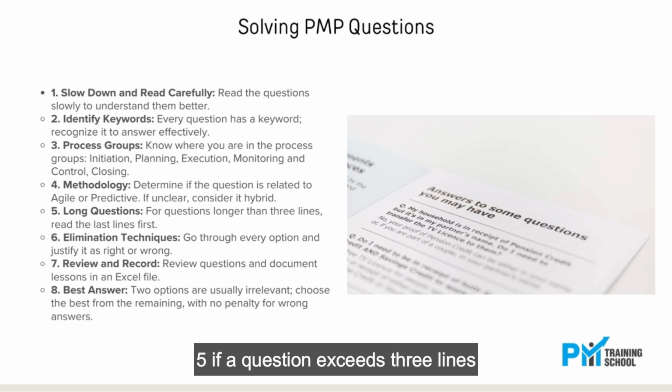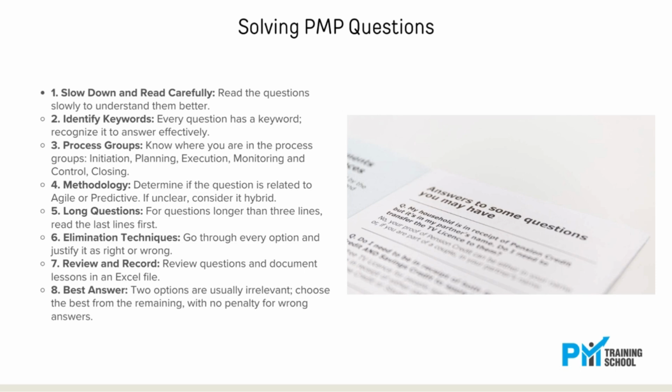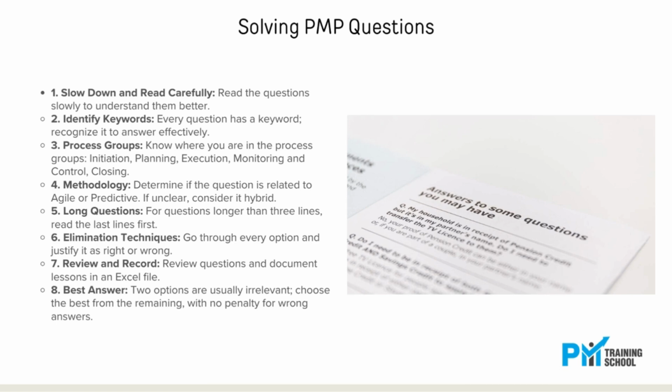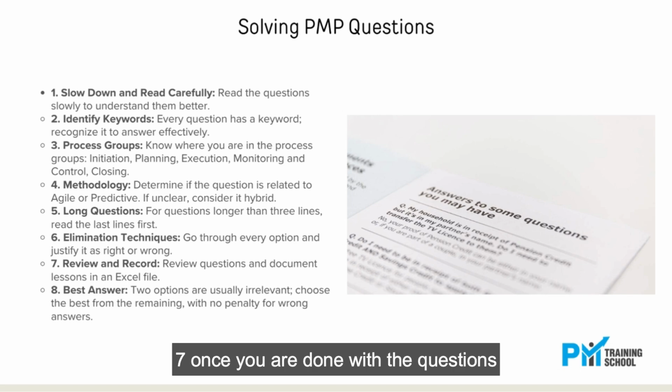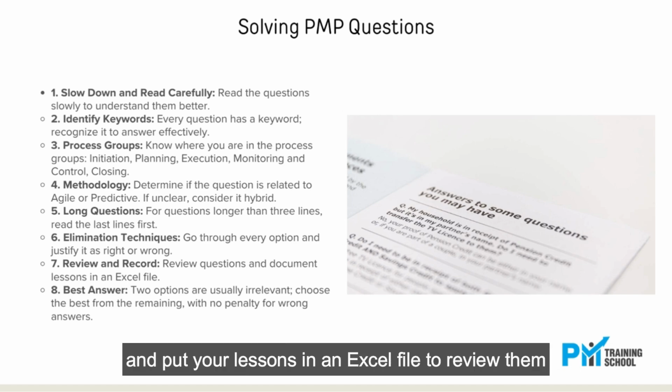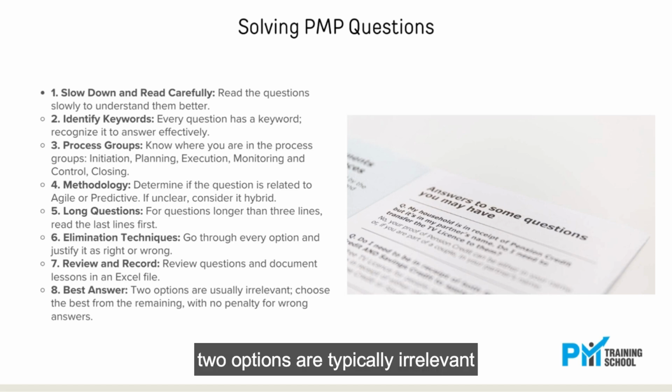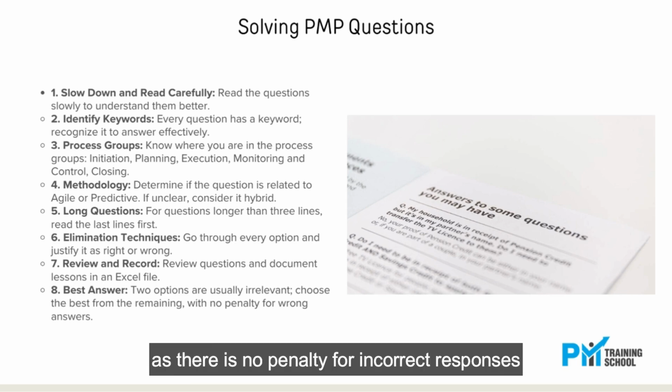5. If a question exceeds 3 lines, start by reading the last lines first. 6. If you don't do anything else, follow this: elimination techniques. Go through every single option and justify it as right or wrong. 7. Once you are done with the questions, review them and put your lessons in an Excel file to review them. 8. In PMP questions, 2 options are typically irrelevant and 2 are close to being correct. Always select the best answer, as there is no penalty for incorrect responses.